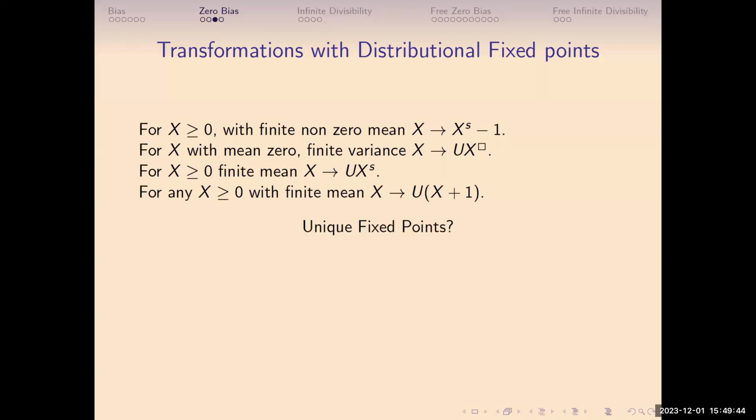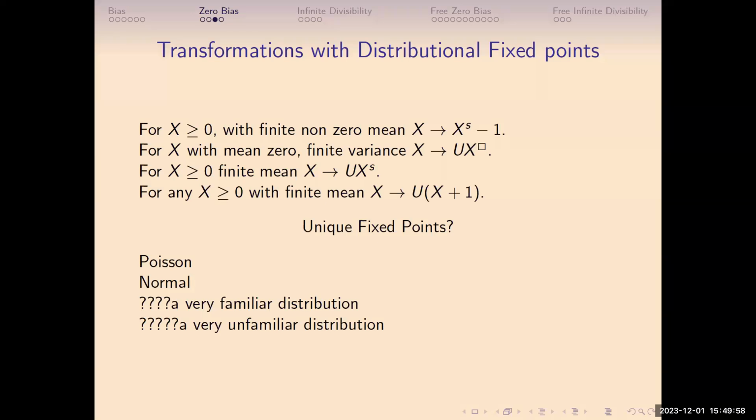So all these transformations do have unique fixed points, right? The first we know is the Poisson and the second we know is the normal. What about these two? Anyone recognize them? One of them is a distribution which for sure you've heard of, and one of them is a distribution you probably have never heard of, even though these are very close. The very familiar distribution is the exponential distribution. And the fourth one is the Dickman distribution, which occurs in number theory, which probably no one's ever heard of unless you've heard of it from me, or from Richard. Richard was first in spreading the word on the Dickman distribution.